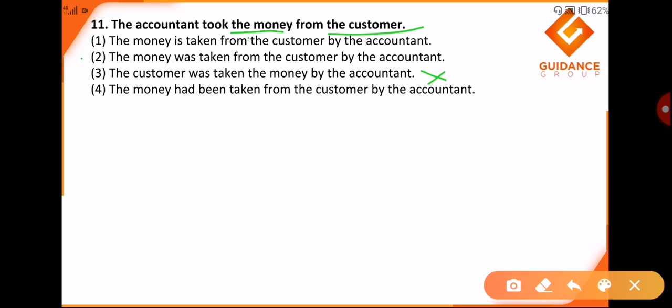Okay, the money was taken from the customer by the accountant. Now why was taken? Because it says took, and took is nothing but simple past. Yes or no? Yes, so past will remain past and had been will not come, provided I should have something like had in my given actual sentence.